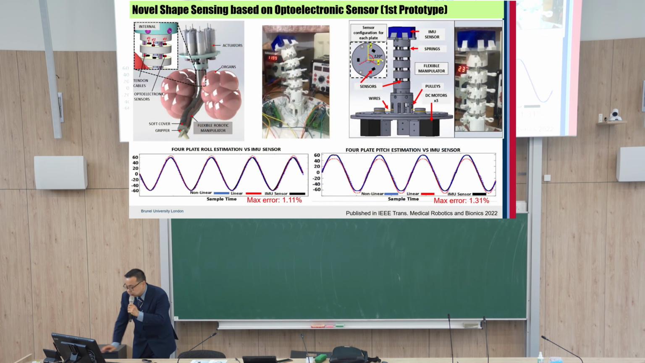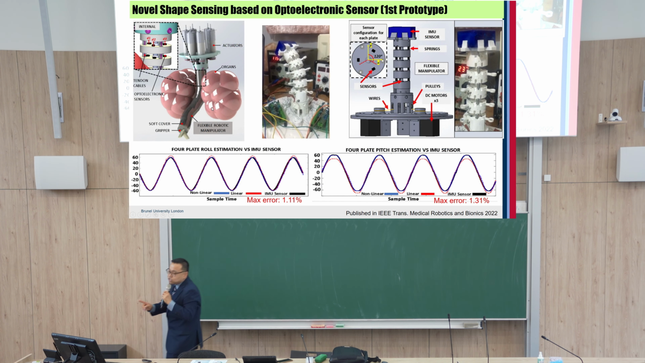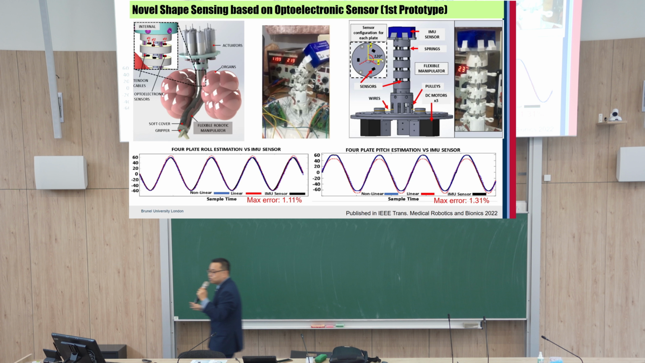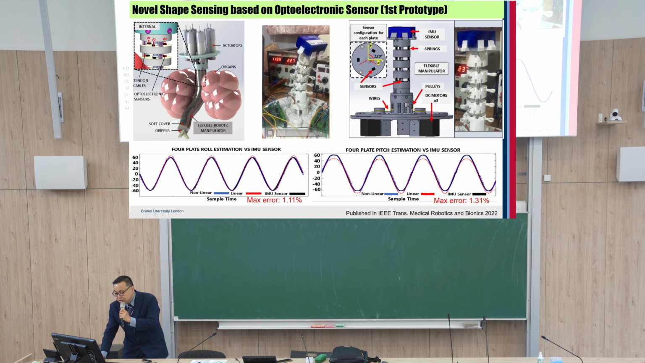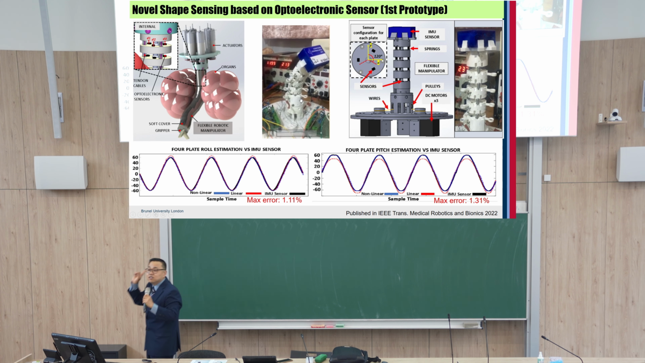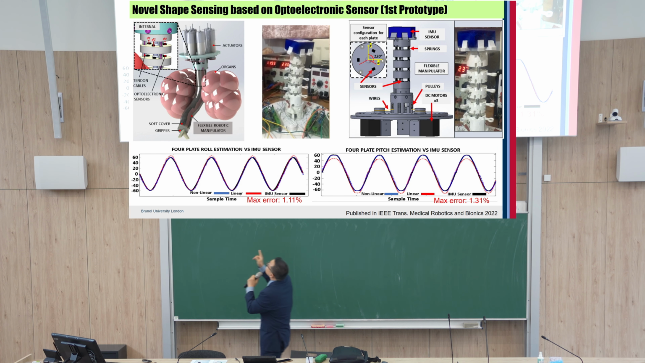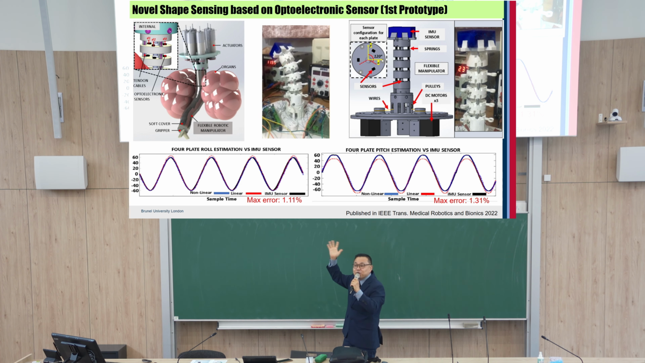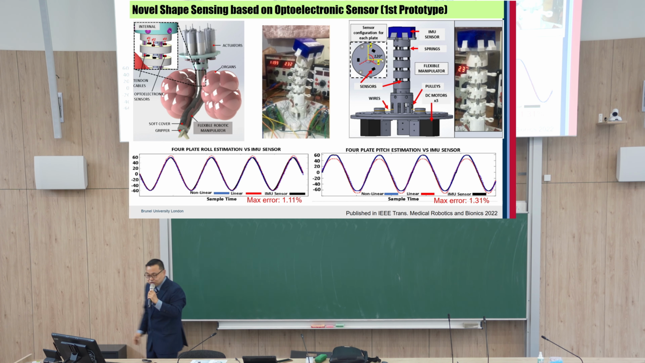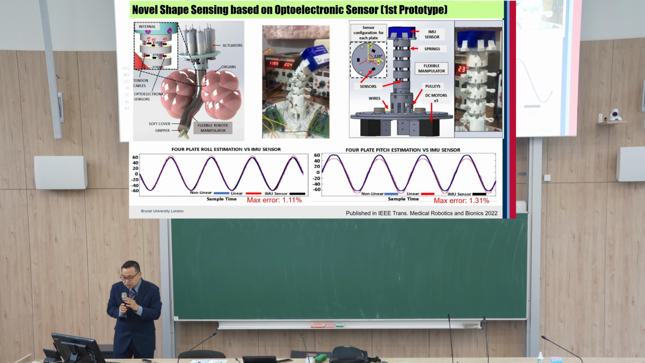Now see here. This is the first prototype. Oh my God, I don't really like this first prototype. Why? Can you see here? All the wire. For each unit, we used 3 optoelectronic sensors, and can you imagine a bunch of this wire? How can we use this prototype for an actual surgical manipulator? Impossible, right?